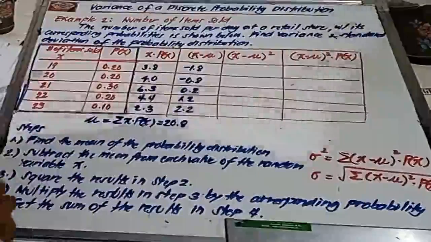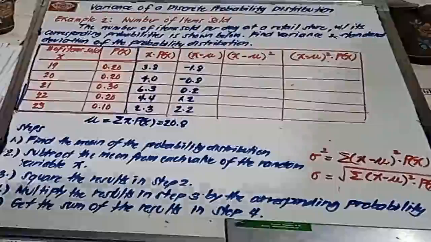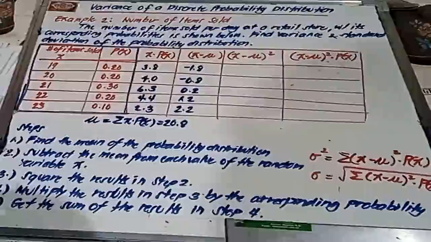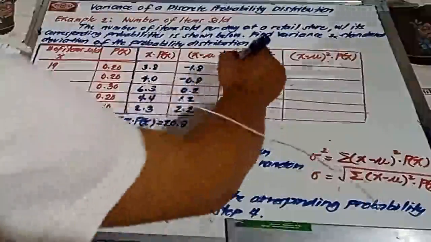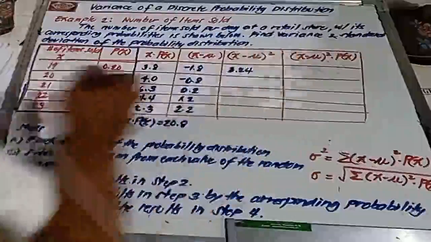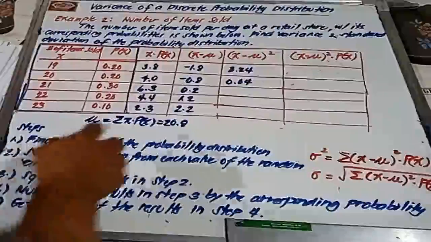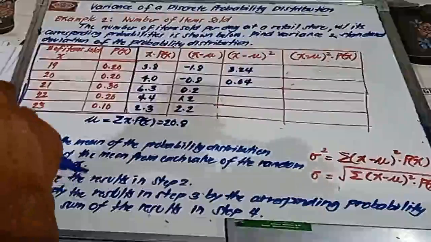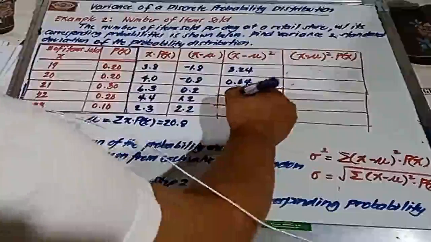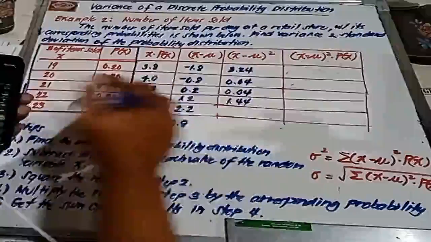Okay. Now, the result is square natin para doon sa ating step 3. So, square natin isa-isa. That is 1.8 squared, that is equal to 3.24. Negative 0.8 squared is 0.64. So, the next is 0.2 squared. That is 0.04. 1.2 squared is 1.44. And 2.2 squared is 4.84.